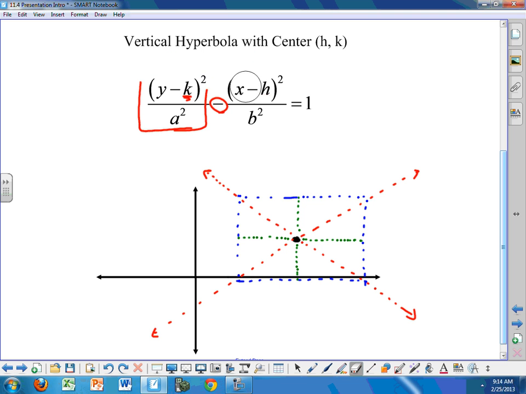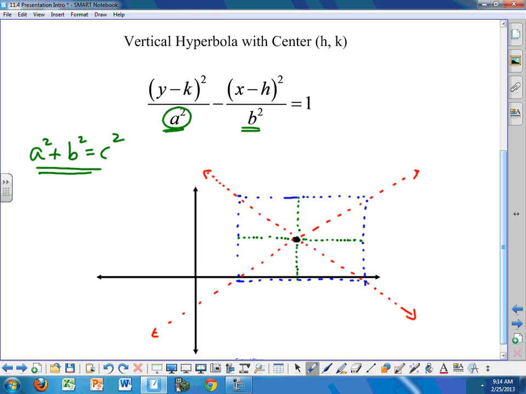The thing that's really tricky about the hyperbola is that the a squared is not representing the dominant value. Keep in mind that a squared plus b squared is equal to c squared in the hyperbola. So we don't look at the a squared or the b squared to try to figure out which one is larger. We simply look at the way that the equation is structured, and in this case, the y comes first, so it must be vertical.